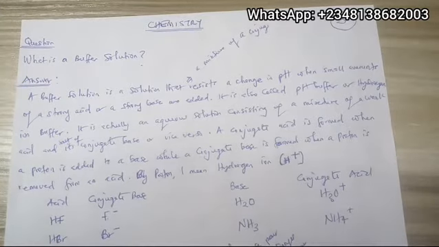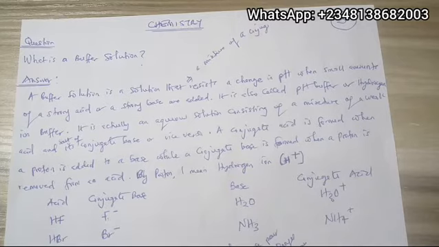Actually, a buffer solution is an aqueous solution which consists of a mixture of a weak acid and a salt of its conjugate base. A buffer solution can also be a mixture of a weak base and a salt of its conjugate acid. Now, the key point there is conjugate acid as well as conjugate base.